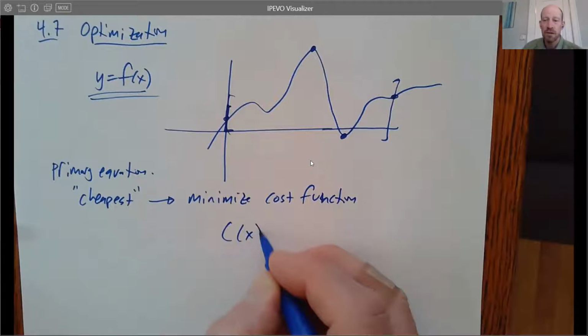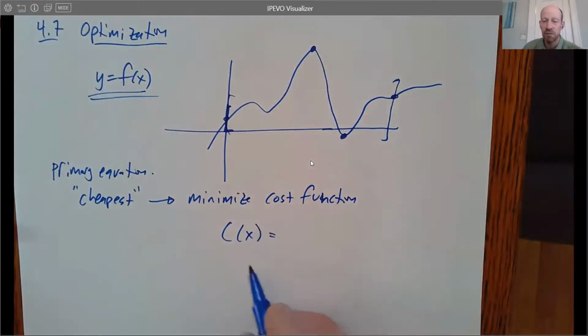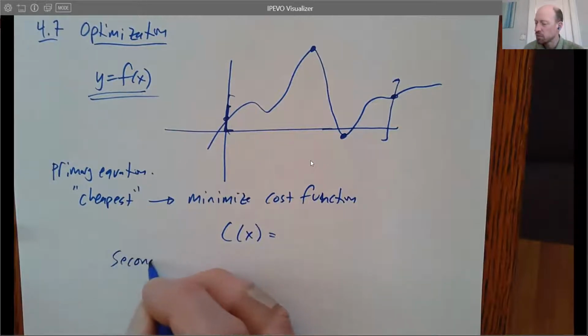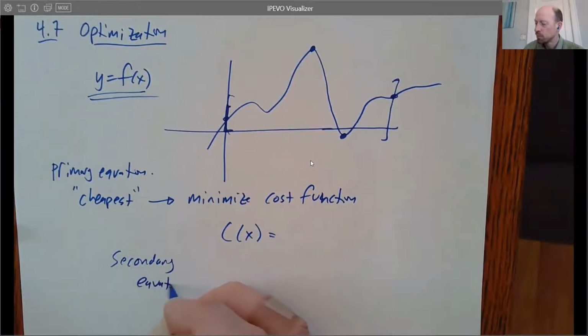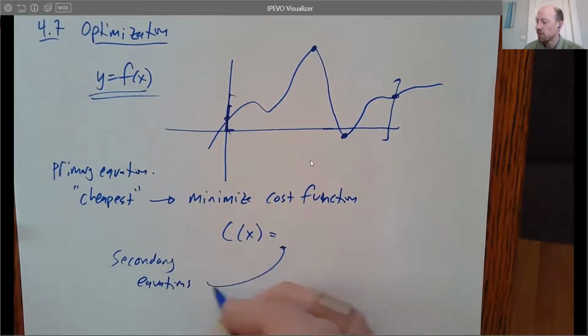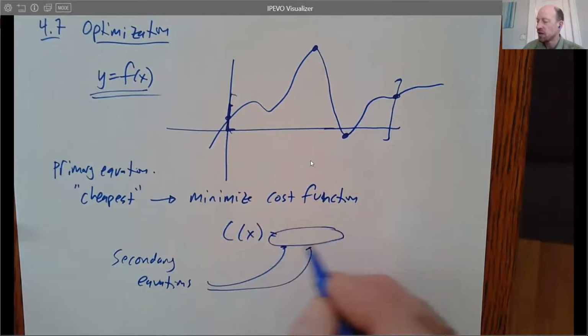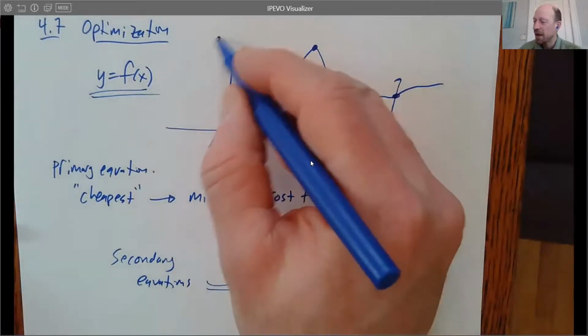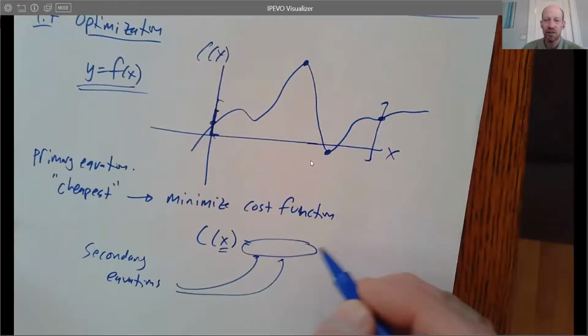So what I want is a function that gives me cost as a single variable. Now, a lot of times when you get started, the cost might depend on 2 or 3 different things. And so we often need some secondary equations to substitute in so that this is just a single variable. It doesn't matter if it's X or Y or Q or whatever it is, it just needs to be connected to one single variable.